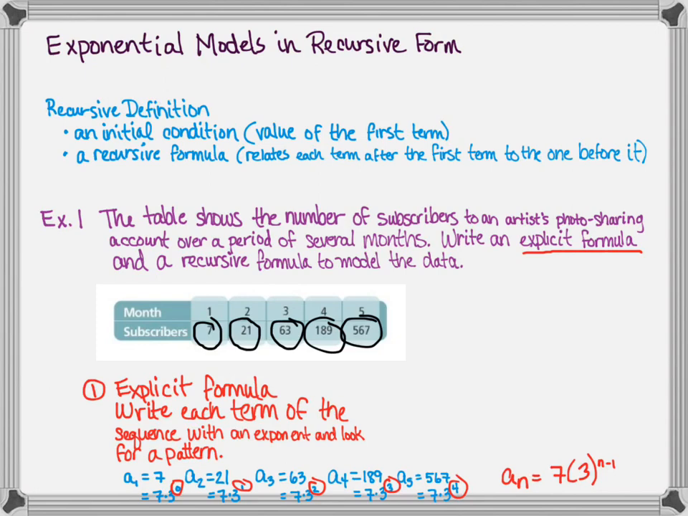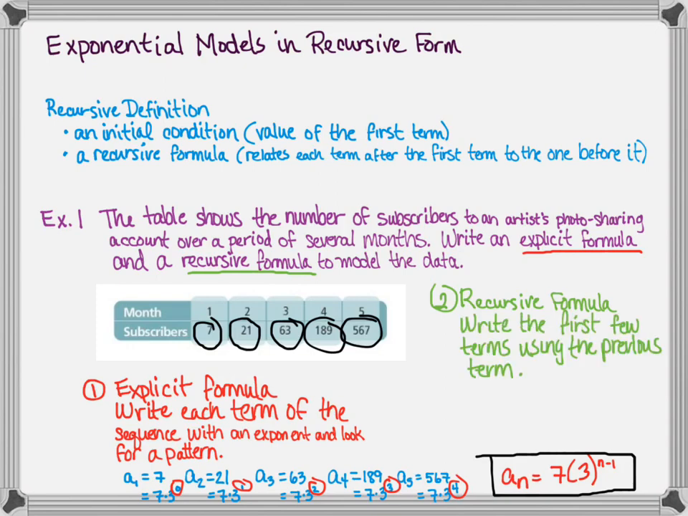So that means my explicit formula can be written as a sub n equals 7, which was the initial value, times 3 to the n minus 1 power. Let's now look at our recursive formula.